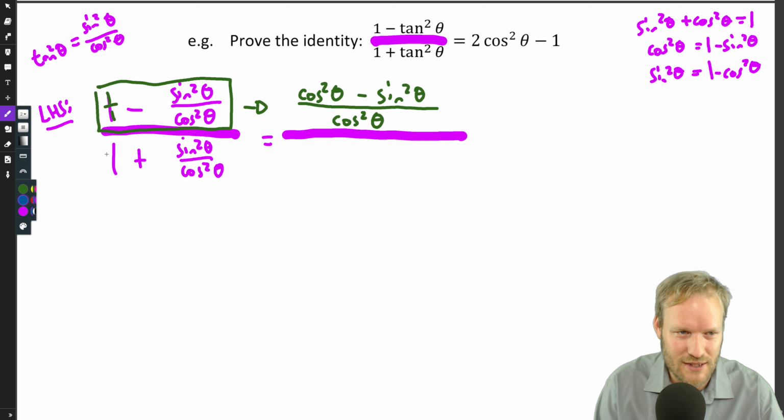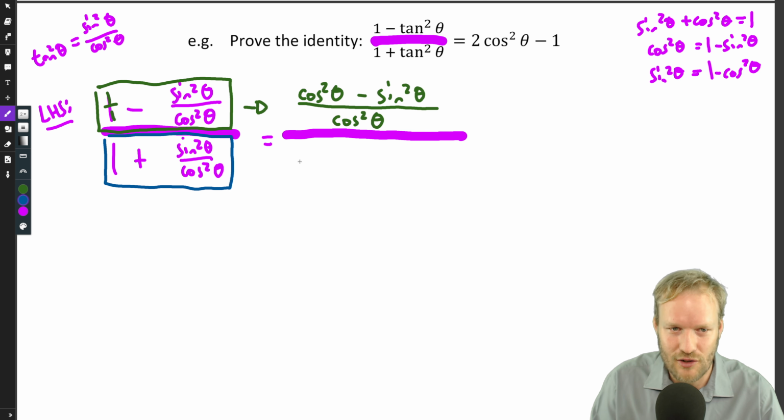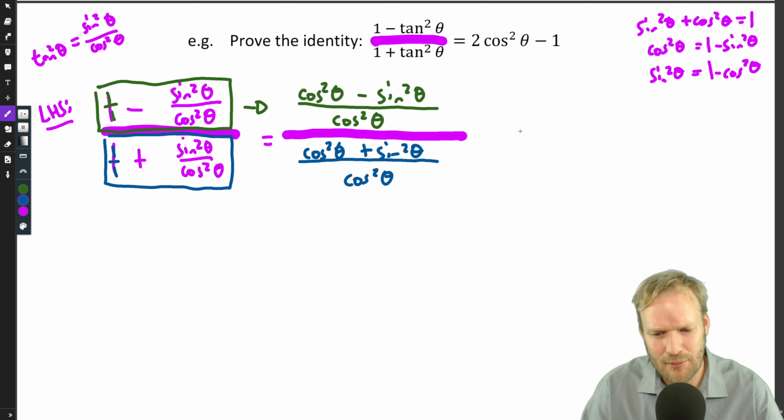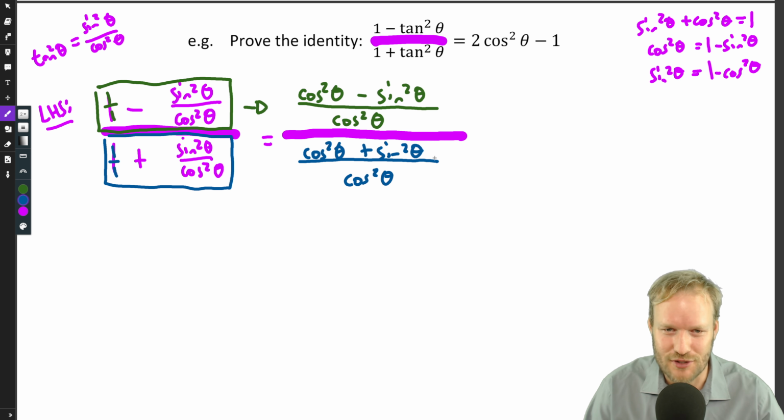Okay, let's do something similar on the denominator. Our LCD over there is also cos squared theta. And similarly, this is 1 over 1, so we need to multiply it by cos squared theta, and the second term stays the same. Okay, quite a bit going on there, especially with the scary double-decker fraction.